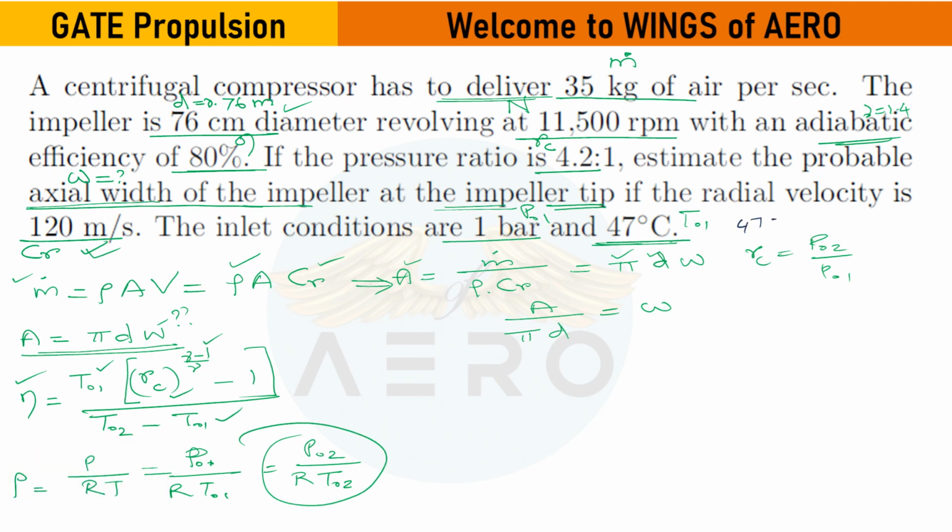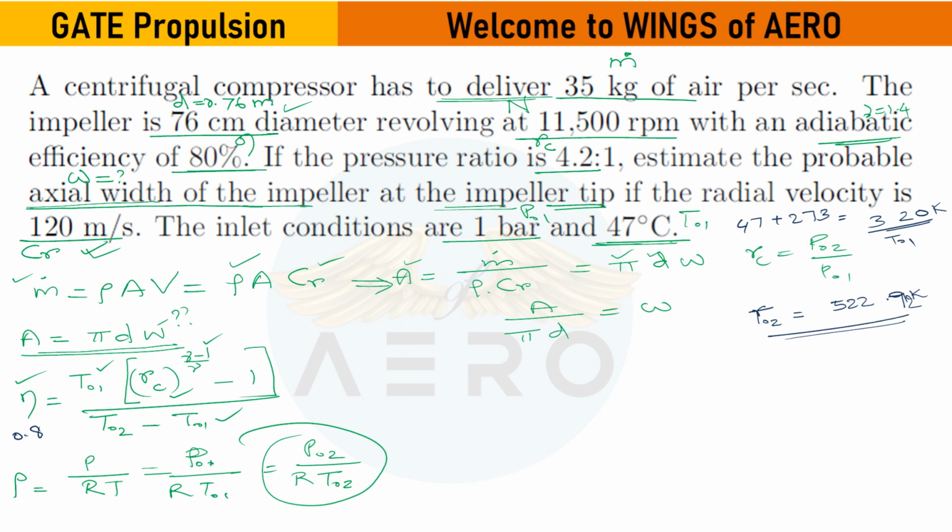So 47 plus 273, which will be close to 320, this is the value of T01, right? And when you're putting here, it should not be 80, it should be 0.8. When you're substituting here, it should be 0.8 as well. Yes, that's the answer. T02, it's around 522 point some fraction. 522.72. Yes, 72. Okay.